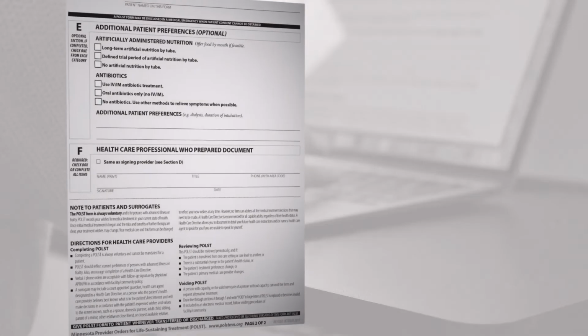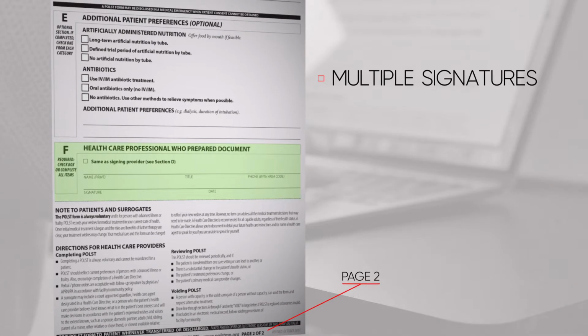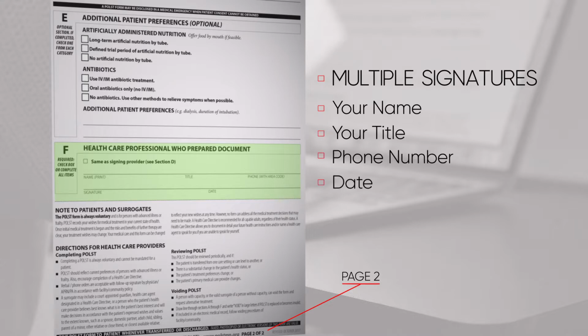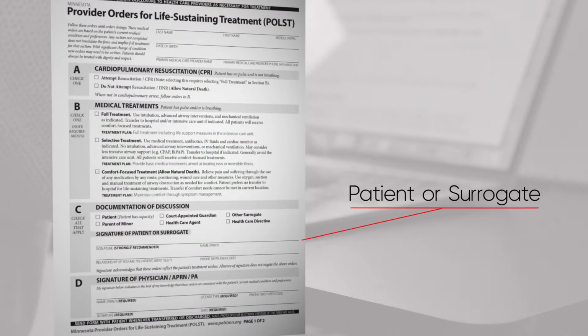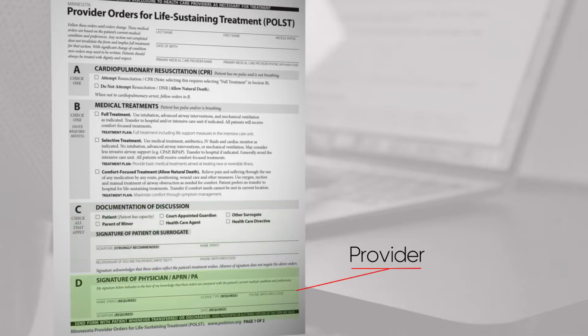Lastly, the POLST form requires multiple signatures. Please ensure you sign your name as the preparer, your title, phone number, and the date. If the patient or surrogate can sign, we strongly recommend you obtain their signature under Section C. Then the form can be given to the provider under Section D.